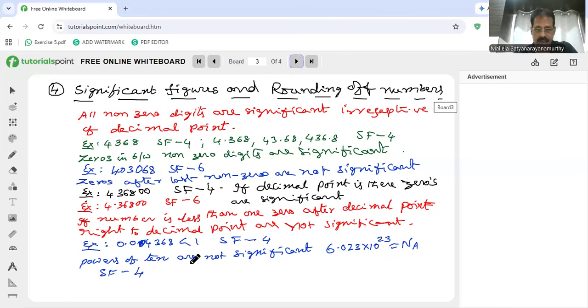Powers of 10 are not significant. So Avogadro number, 6.023 into 10 power 23. Here this 10 power 23 is not significant. So the significant figures are 4 only.